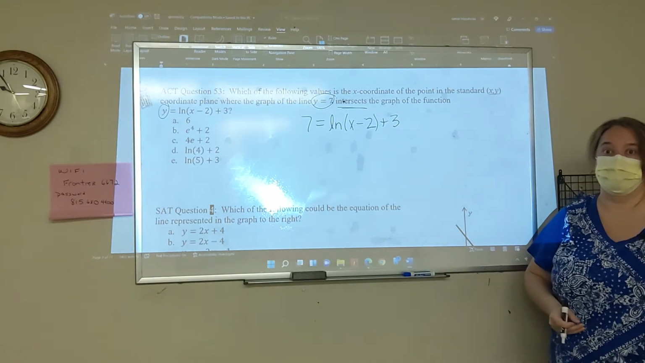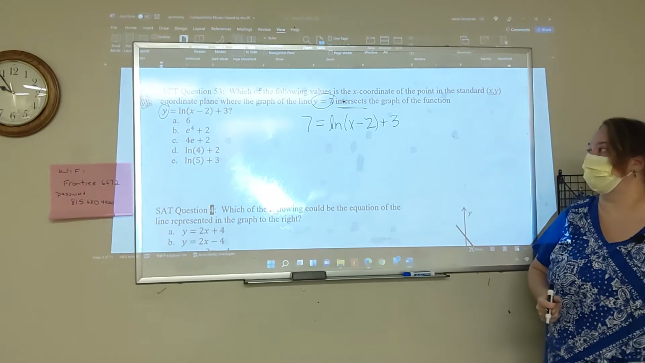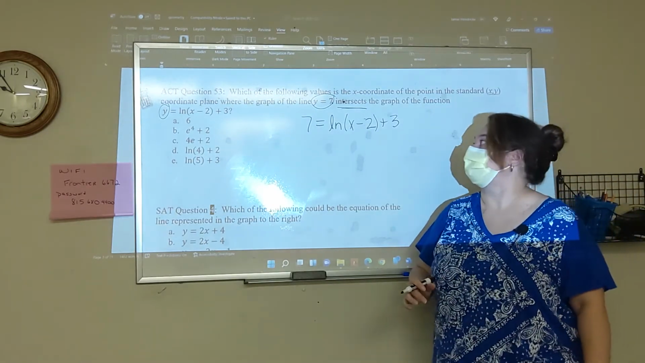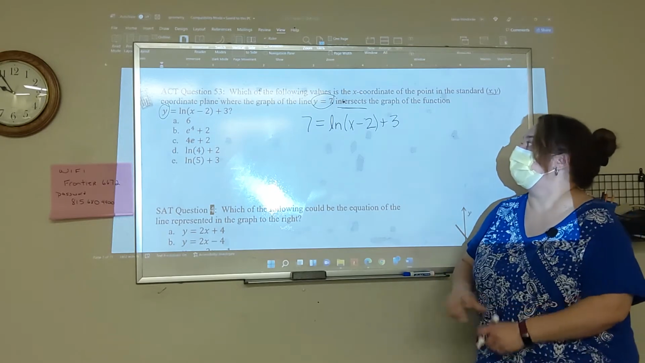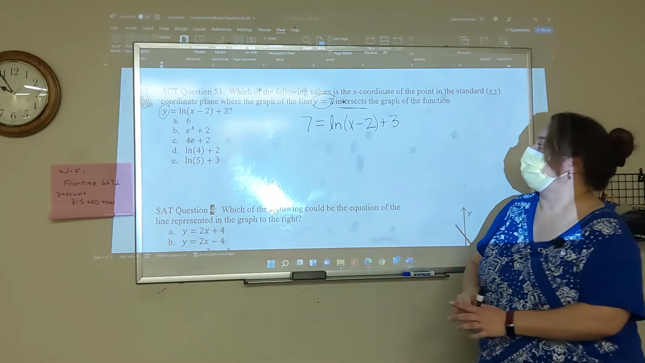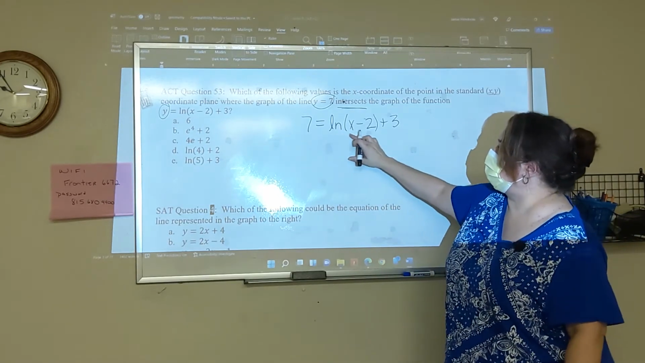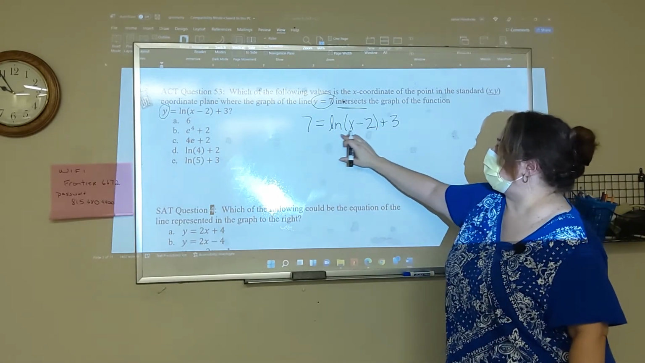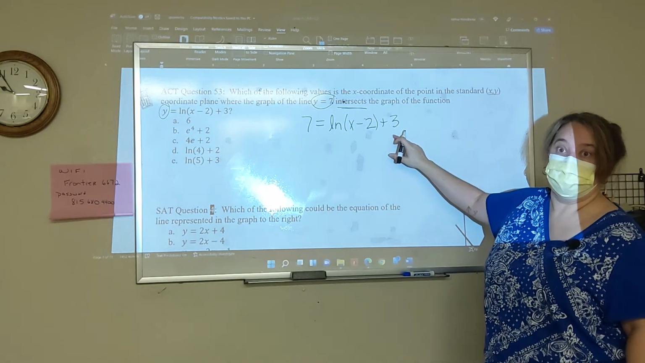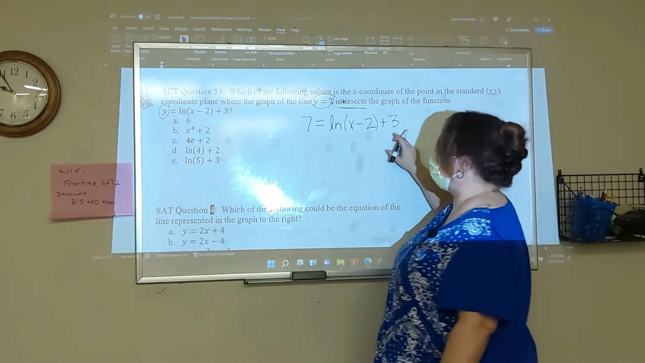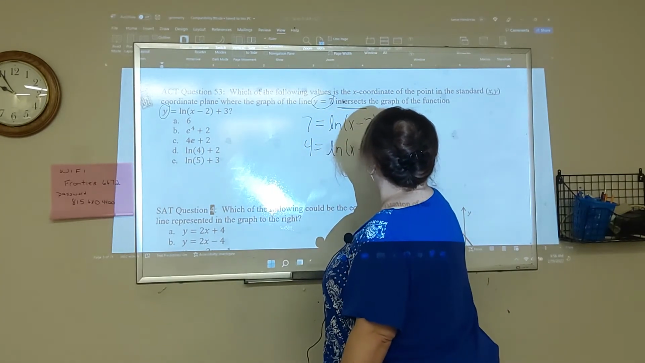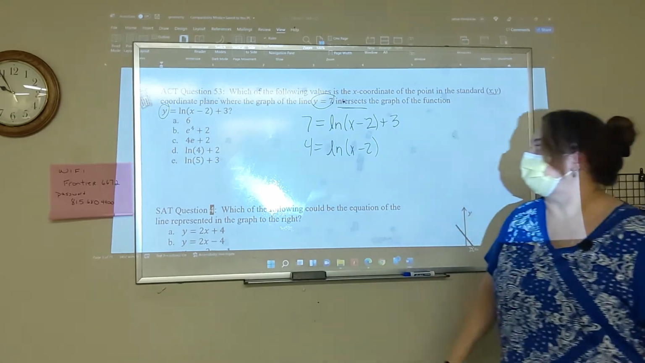Which is gross, but hang on. Not as bad as it looks. So this ln of x minus 2, that's the thing that has my variable in it, right? So this is the mess that has my letter in it. I want to get that mess by itself. So the first thing I can do is get rid of that 3. I'm going to subtract 3 from both sides and make this 4. 4 equals that mess. 4 equals ln of x minus 2.